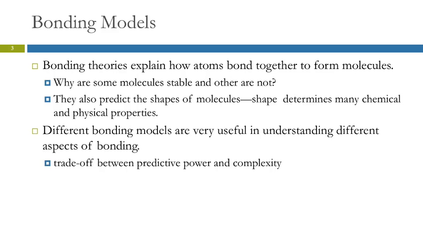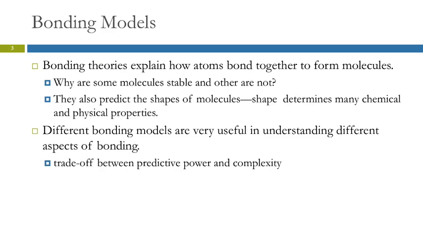They also help us to predict shapes, and the shapes of molecules have a big effect on their chemical and physical properties. So there are different models, and we've got trade-offs between predictive power and complexity. At one end, you've got very simple, like the Lewis model, easy to understand, but then it has some limits in what it can predict and how many different things it applies to.